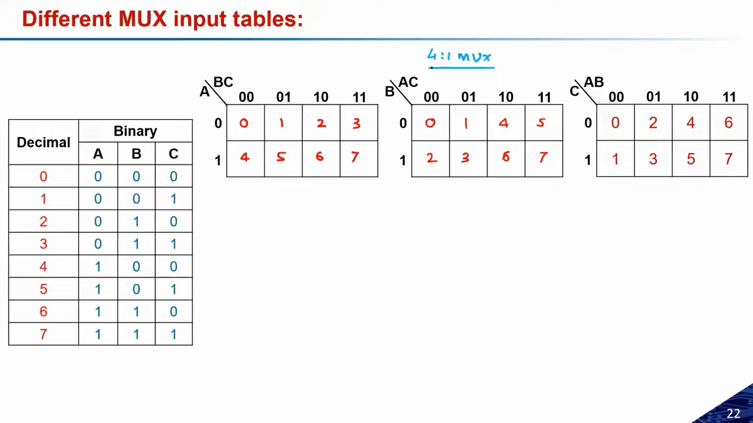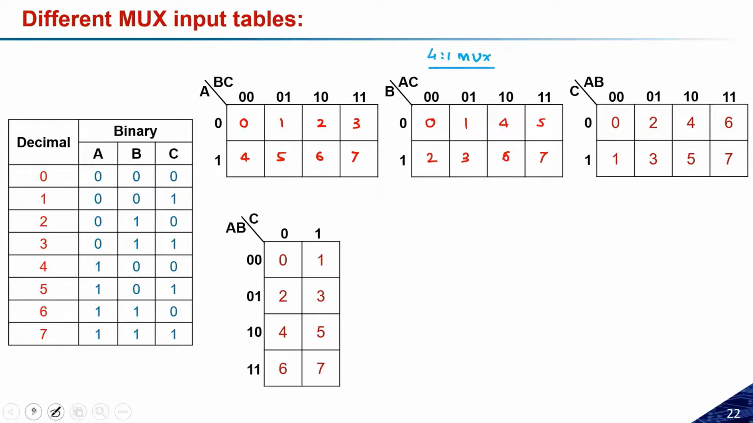Okay, with the help of 4:1 mux, I can do that. Now suppose I want to design the same function with the help of 2:1 mux, then I have to keep 2 columns only, not 4 columns. So in that case, what could be done here? This is one of the possibilities. I can keep A and B here and C here. So C will decide the select lines and A and B will act as the input lines.